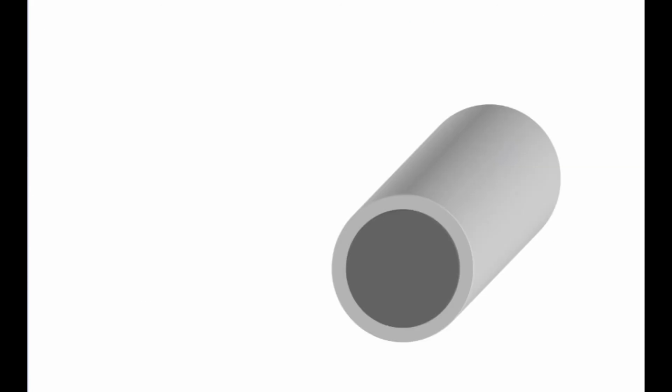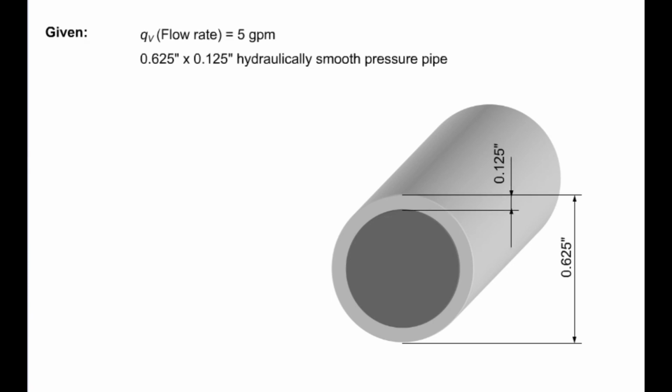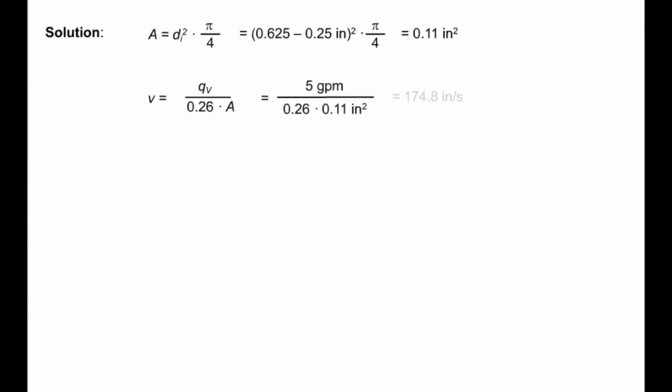This example shows how experience values can help in the testing of a pressure pipe. Given a 0.625 by 0.125 inch, hydraulically smooth pressure pipe with an anticipated flow rate of 5 gallons per minute. Only the flow velocity V needs to be calculated to determine the type of flow. To solve, we start by calculating the flow cross-sectional area A and the flow velocity V. The value of 174.8 inch per second lies below the previously determined critical flow velocity and therefore indicates that the expected flow will be laminar.